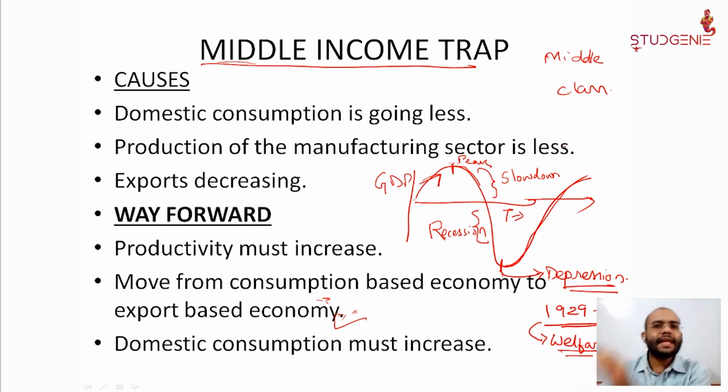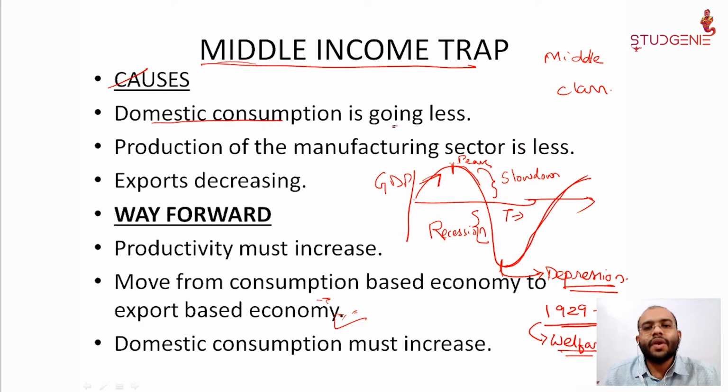The bourgeoisie class gets converted into middle class, the poor gets leveraged up to the middle class, but the middle class cannot be converted into bourgeoisie or the rich class. That's the main problem in the Indian sector. Why is that happening? Why is this middle income trap a headache for the Indian economy right now, and how is it happening? What are the causes of the middle income trap?